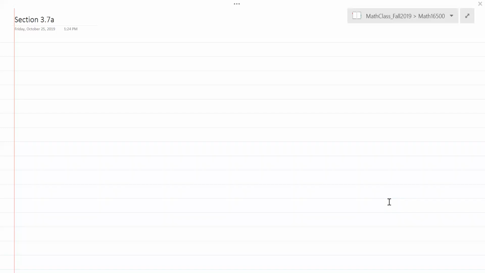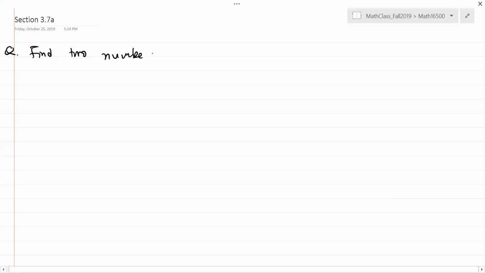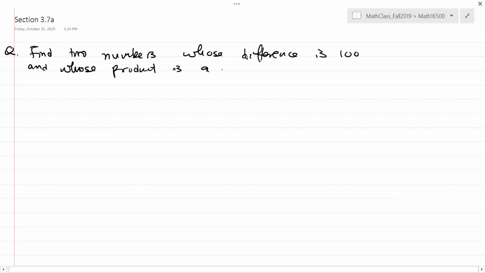So the first problem, let me begin with it. It's just a problem in mathematics. We want to find two numbers, not necessarily positive integers, whose difference is a fixed 100, and whose product is a minimum.